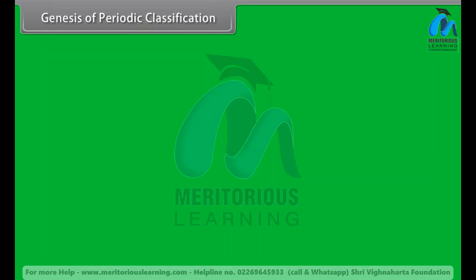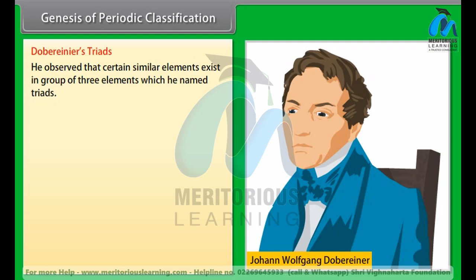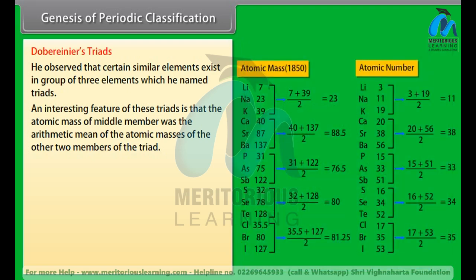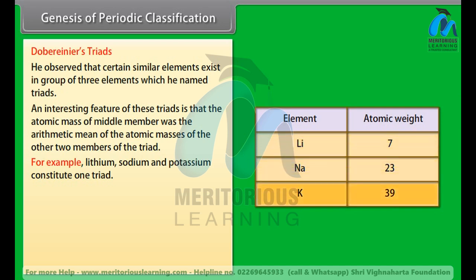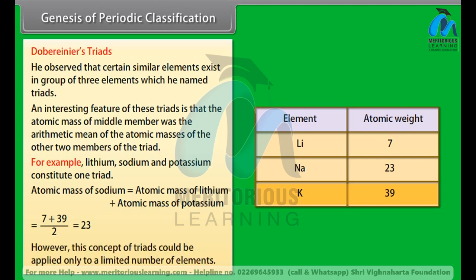Genesis of periodic classification. Döbereiner's triads. He observed that certain similar elements exist in groups of 3 elements, which he named triads. An interesting feature of these triads is that the atomic mass of the middle member was the arithmetic mean of the atomic masses of the other 2 members of the triad. For example, lithium, sodium and potassium constitute one triad. The atomic mass of sodium is equal to the atomic mass of lithium plus the atomic mass of potassium divided by 2, which is (7 + 39)/2 = 23. However, this concept of triads could be applied only to a limited number of elements.